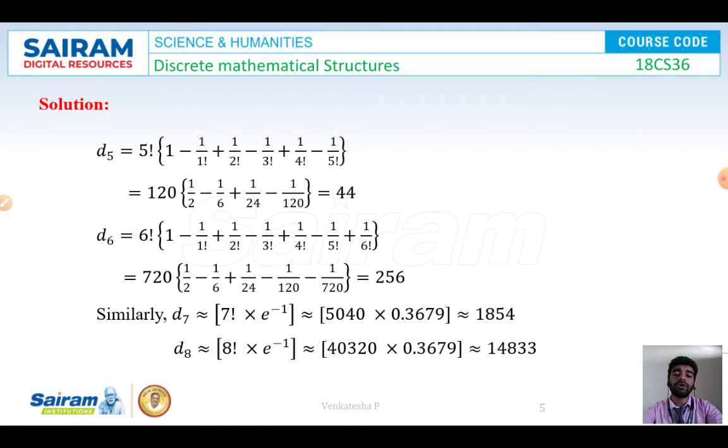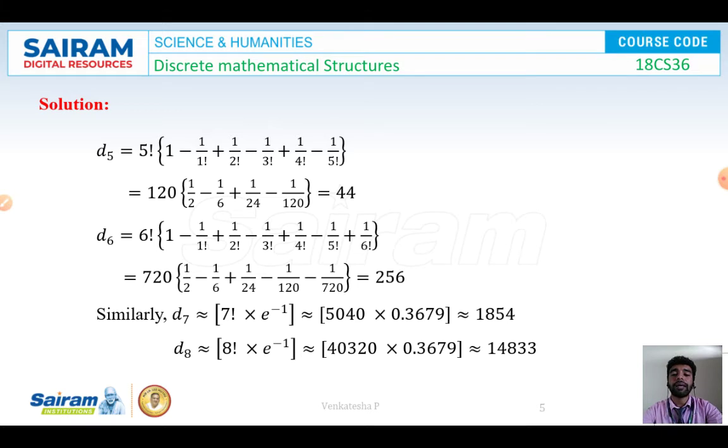If I replace n equal to 5, I'll be getting d5 equal to 5 factorial times 1 minus 1 by 1 factorial plus 1 by 2 factorial minus 1 by 3 factorial plus 1 by 4 factorial minus 1 by 5 factorial. So it will be equal to 120 into 1 by 2 minus 1 by 6 plus 1 by 24 minus 1 by 120. On simplifying this, we will have the solution 44.